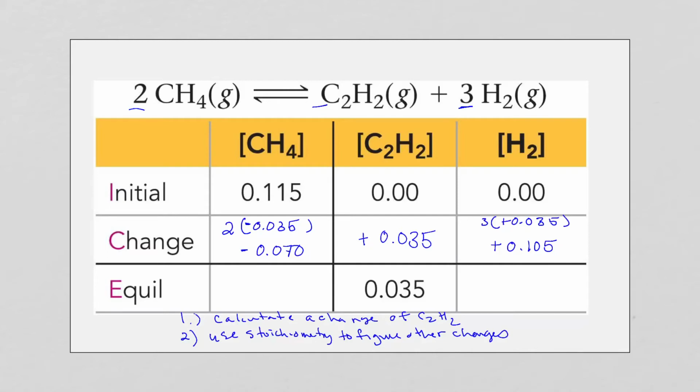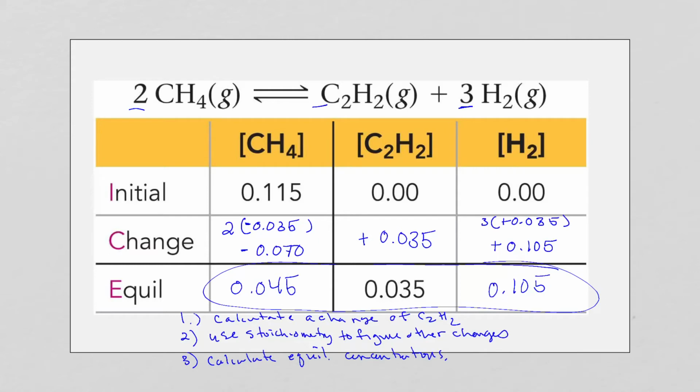And so we take our 0.115 minus 0.07, we end up with 0.045 as our concentration here. Of course, 0 plus this, we end up with 0.105 as my final concentration here. Okay. So, last step here is calculate equilibrium concentrations.